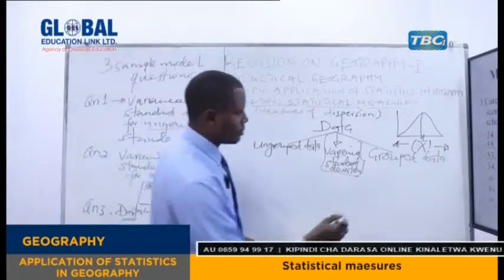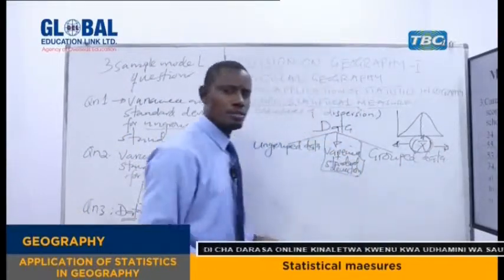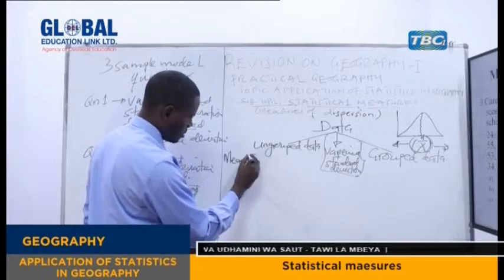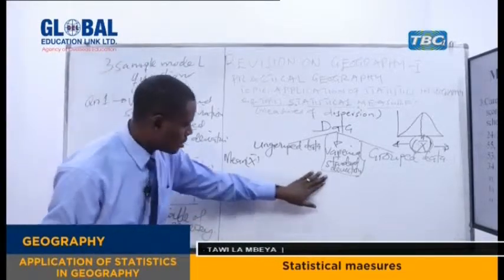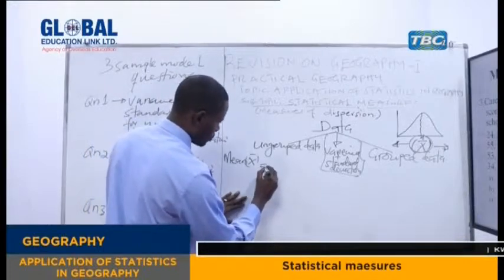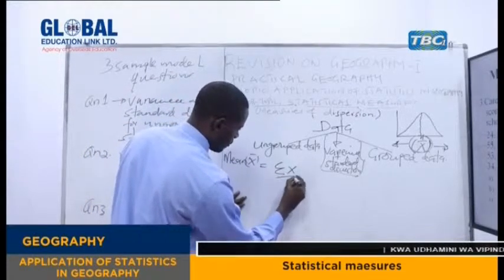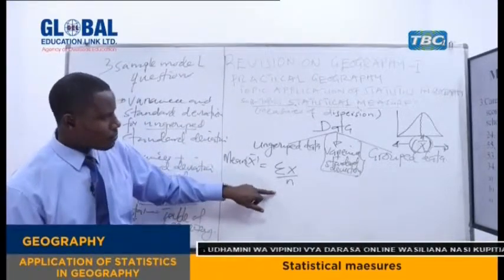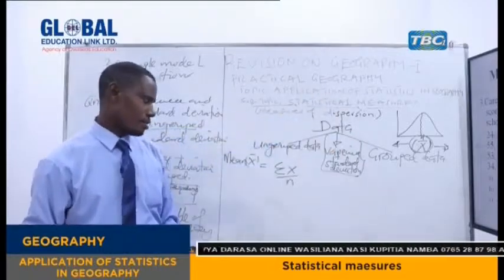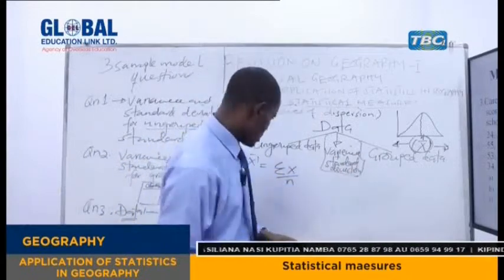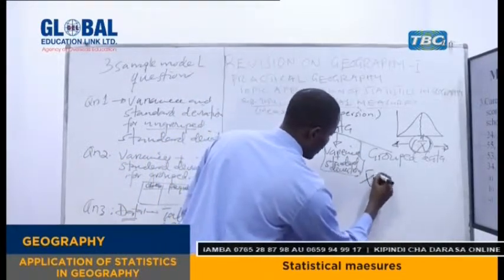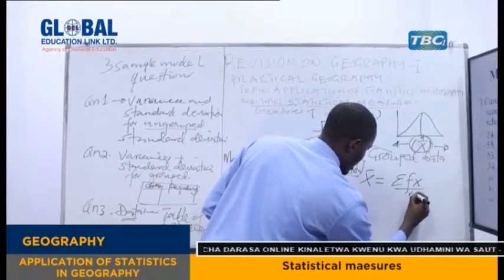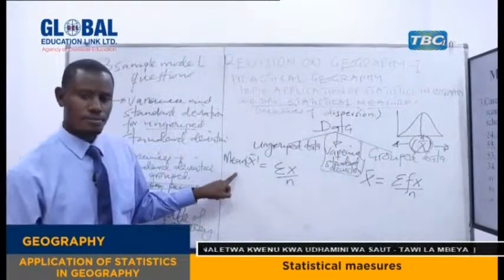In order to find the variance and the standard deviation, we need to recall the mean. For ungrouped data, the mean is given by x bar equals the summation of x over n. Then you get the mean, which is very important for the computation of the variance and the standard deviation. For grouped data, the mean is given by the summation of f x, divided by n.